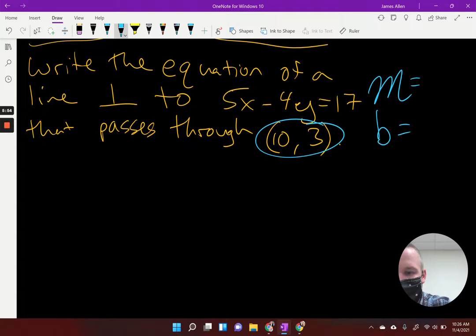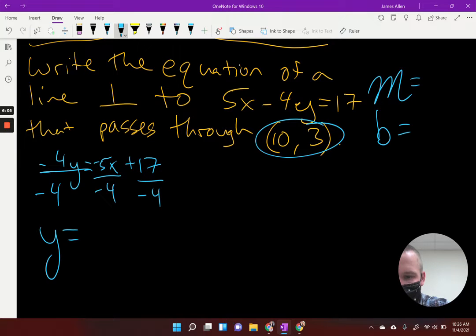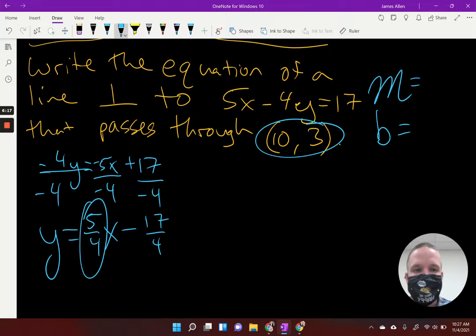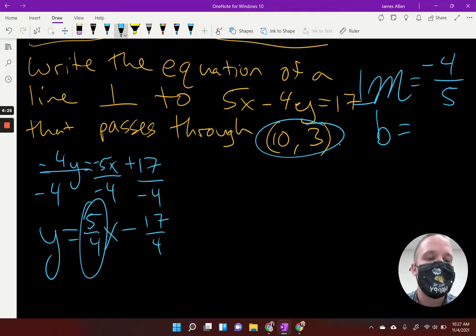All right, let's rearrange this. So I have -4y equals -5x plus 17. And if I divide by -4, now this is written in slope-intercept form: 5/4 x minus 17/4. That's terrible, but it doesn't really matter because I don't care about the y-intercept of this equation. All I care about is that slope. And if that's the slope of that equation, my perpendicular slope is going to be -4/5. I'll mark that as my perpendicular slope, since I'm writing the perpendicular equation. If it was parallel, it'd be 5/4. Easy peasy.